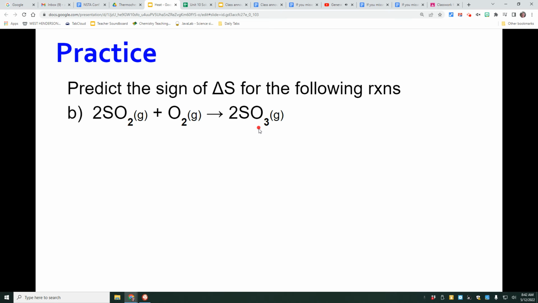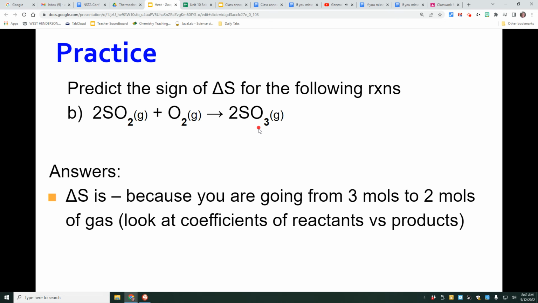So I'm headed towards less moles of gas. So that means I'm headed towards more order. And so delta S in this case is going to be negative because we're going from 3 moles of gas to 2 moles of gas.